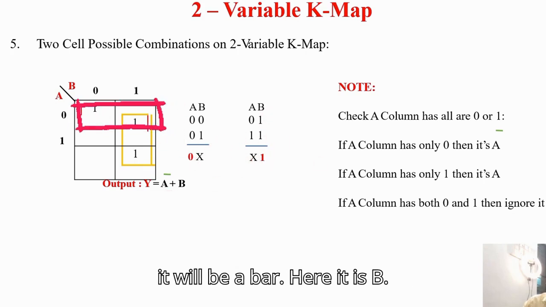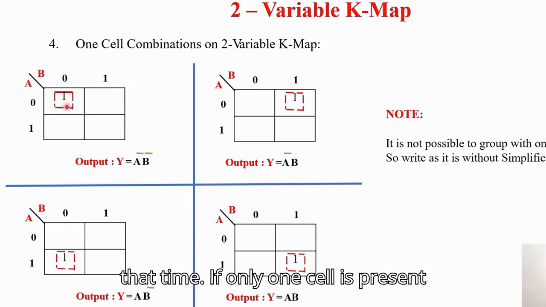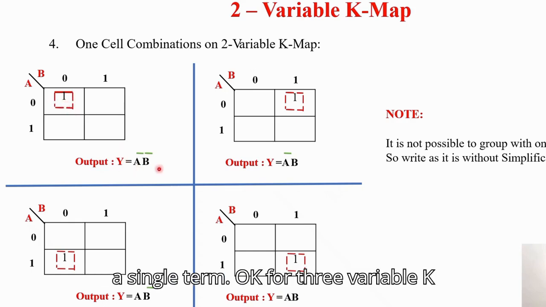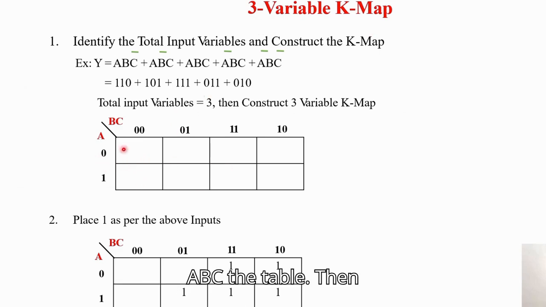Here it is B. A 1 cell combination can also occur, where we can't group even a 2. At that time, if only 1 cell is present, we have to group that and write it as a single term. For a 3 variable K-map, we should write the table like this: A, B, C.